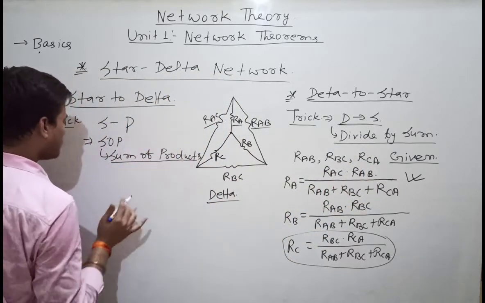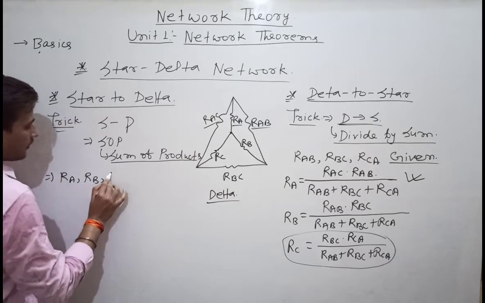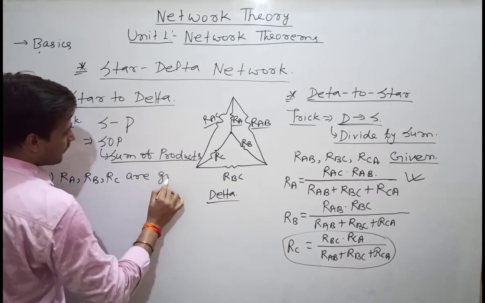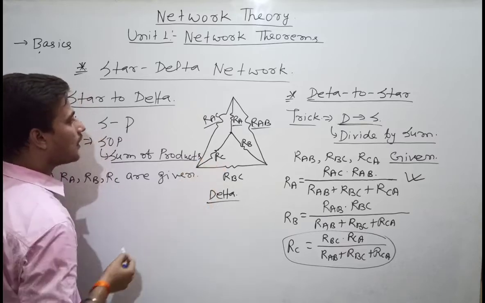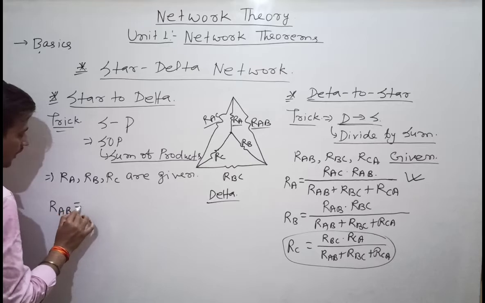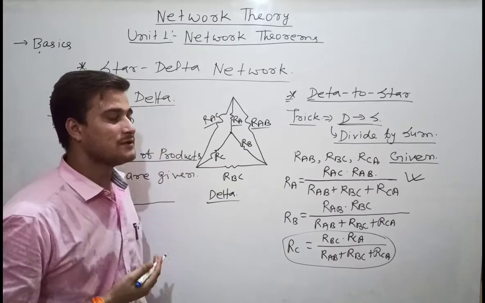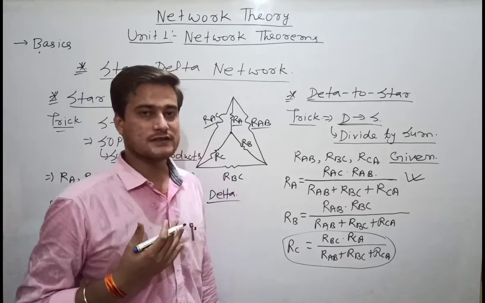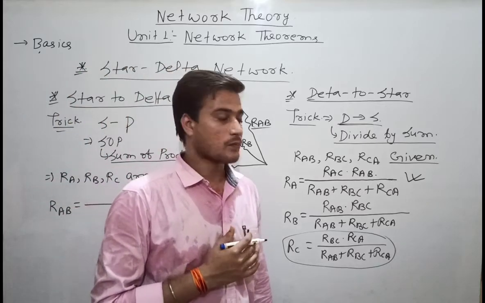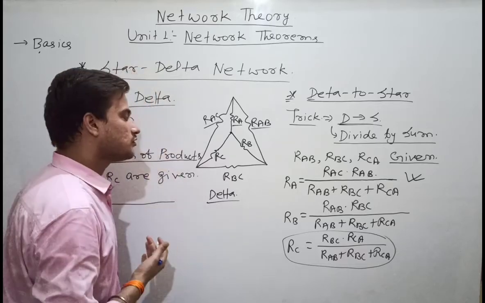So now you know that RA, RB and RC are given. You have to find RAB, RBC and RCA. Suppose you have to find RAB. So RAB, what will you write? Now they are saying sum of products, that is sum of products of all the resistors. So if you are writing sum of products, automatically it will come in numerator, because for sum of products the unit will be ohm squared. So it will come in numerator.